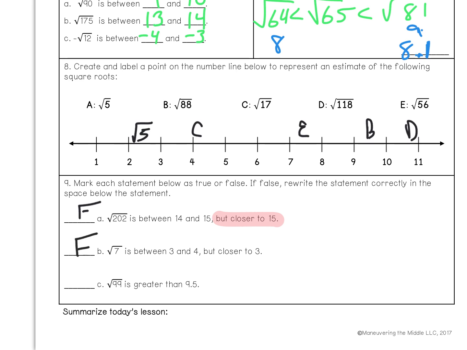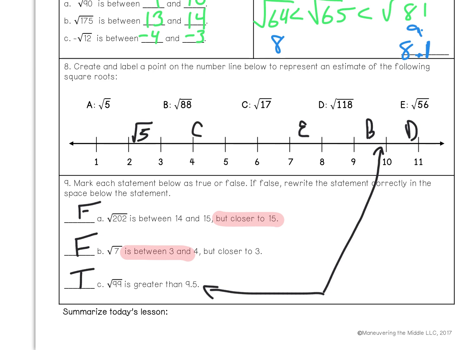Okay. Number 2: the square root of 7 is between 3 and 4, but closer to 3. False. It's closer to 4. Isn't it closer to like 4 and 5? No, it's between 3 and 4. Yeah, so it's actually between 2 and 3, right? Yeah. Never mind. So the between is the part that was wrong. Okay, and the square root of 99 is greater than 9.5. So the square root of 99 would be right there, really close to 10. So is that greater than 9.5? Yes. True. Okay.